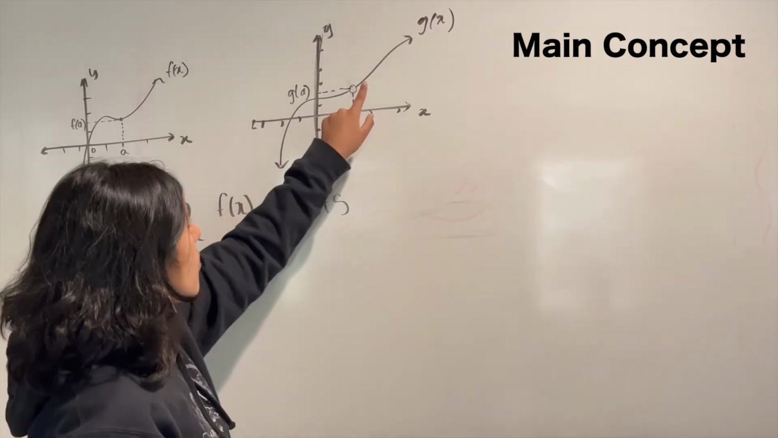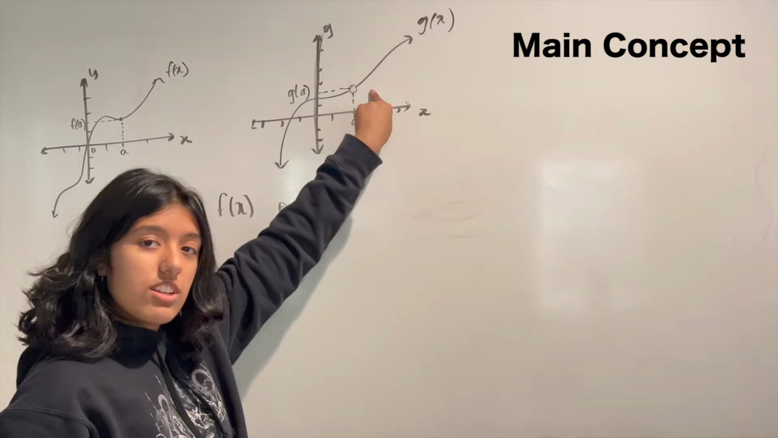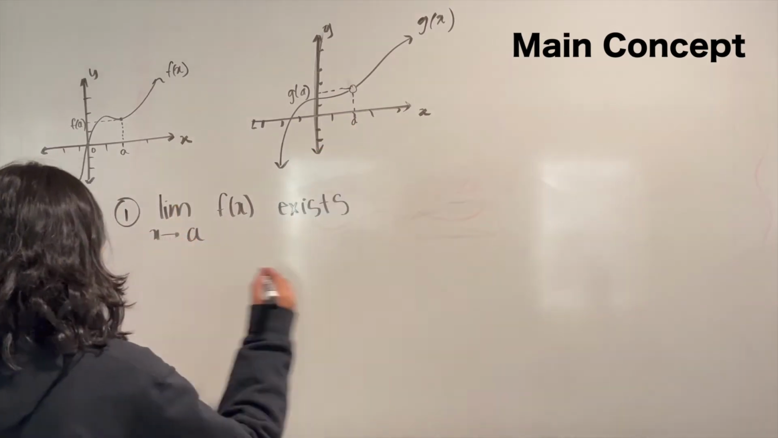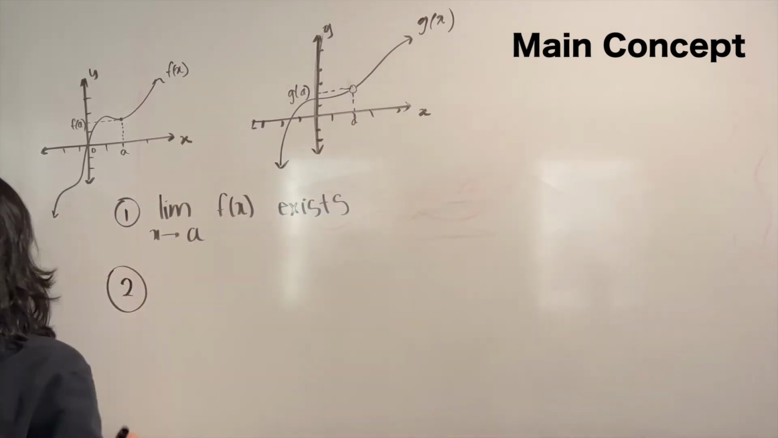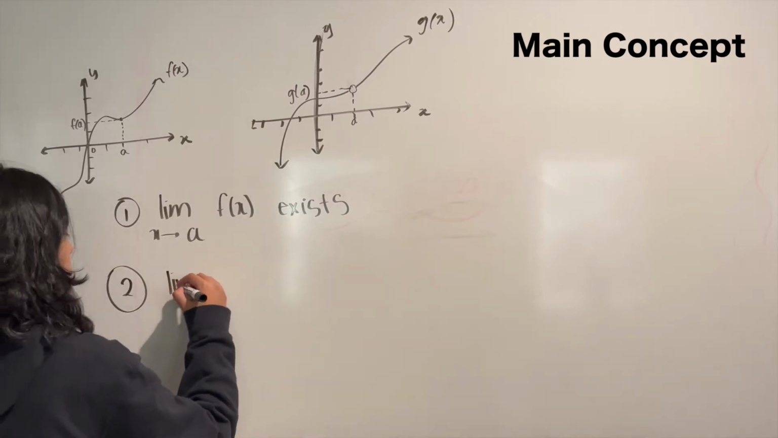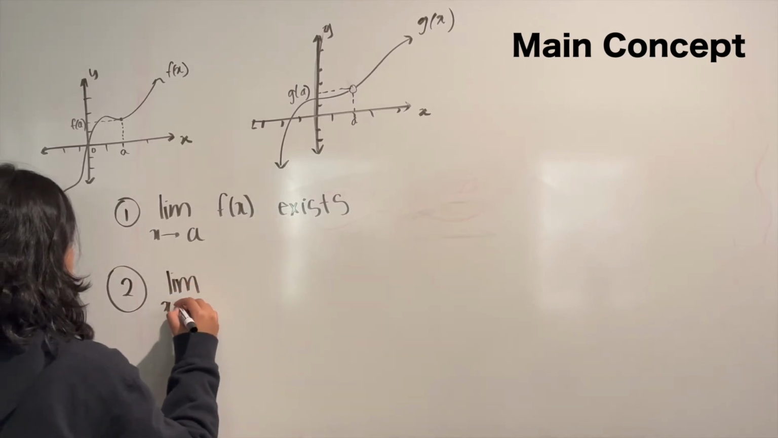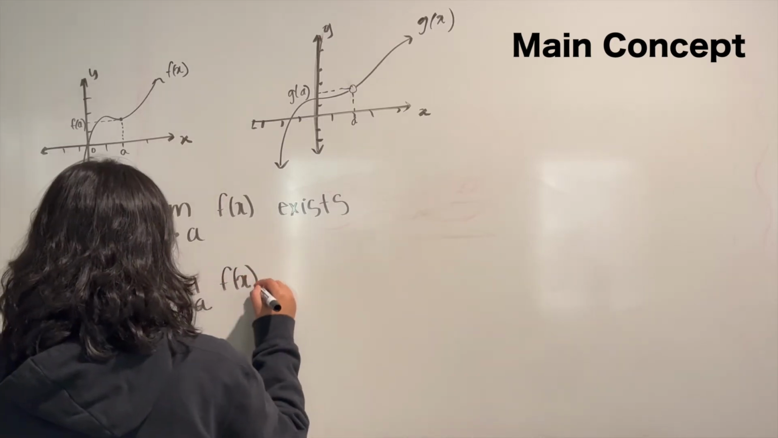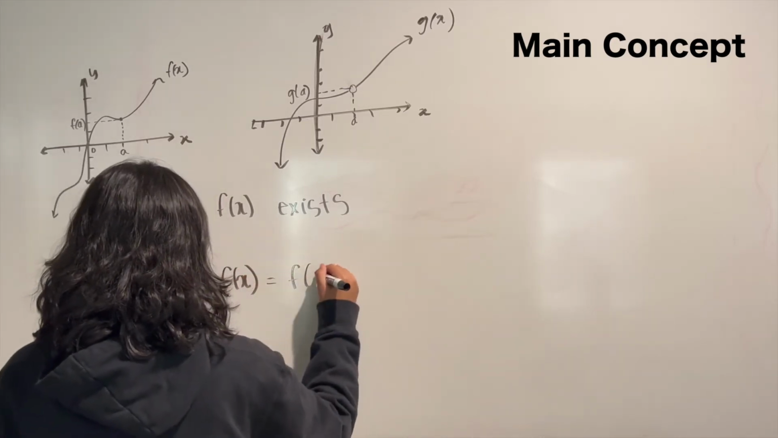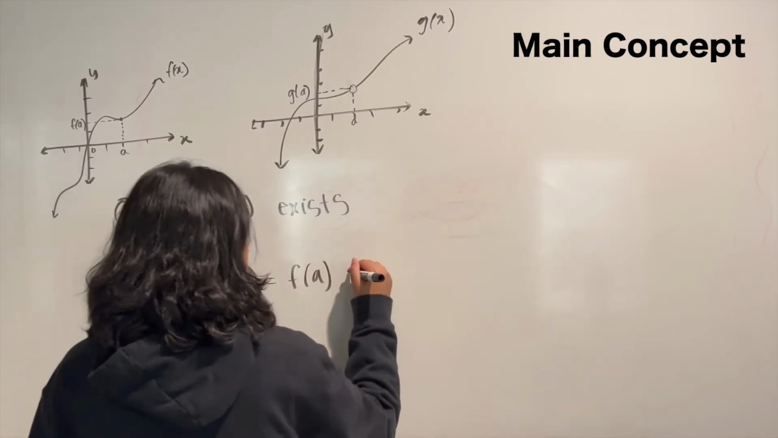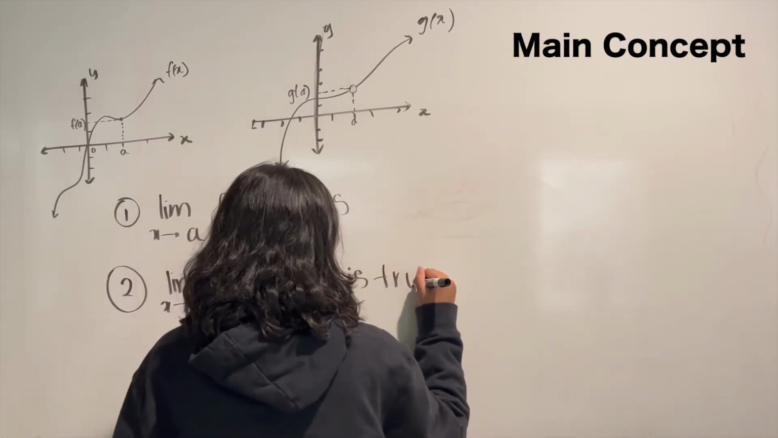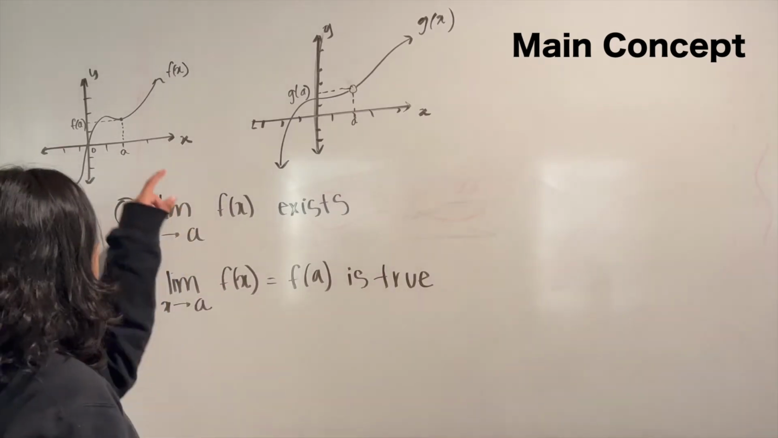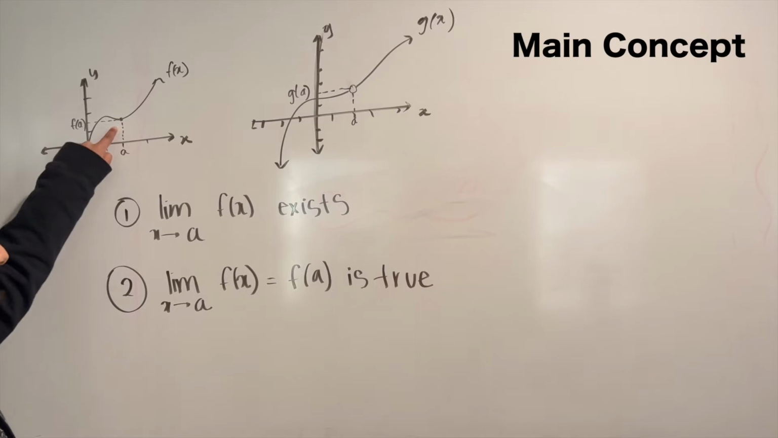So if you already have a hole in the function, you automatically know it's not continuous at this x equals a point. Now, the second rule would be that the limit as x tends to a of f of x should equal f of a, and that it should be true. So if these two conditions are met, then at that particular point, your function will be continuous.